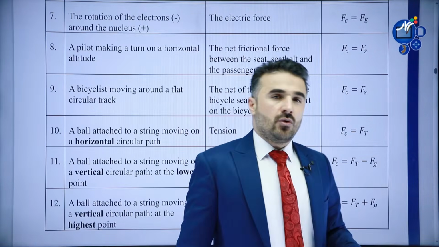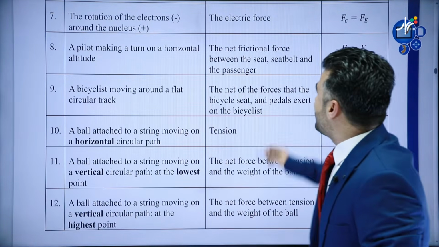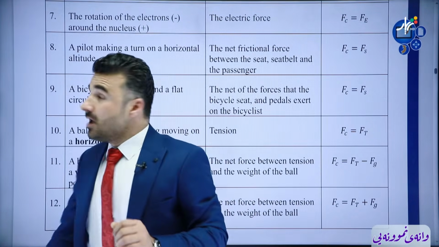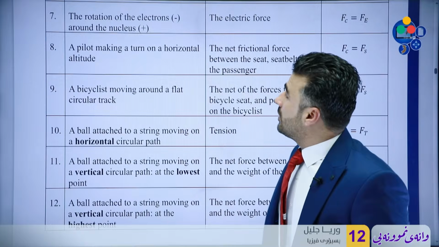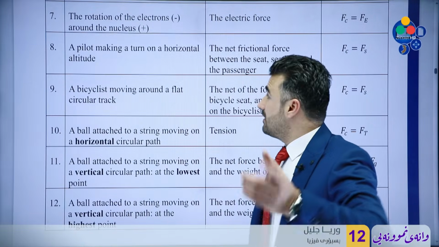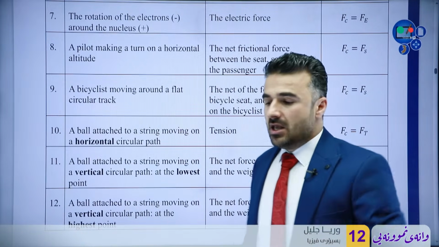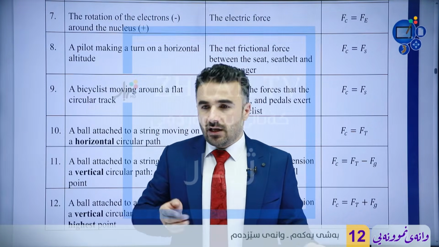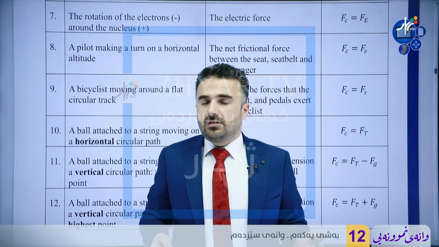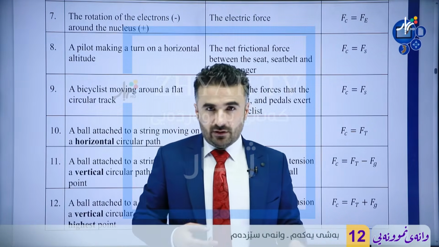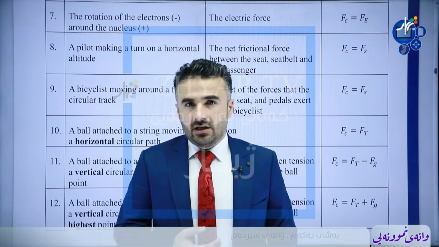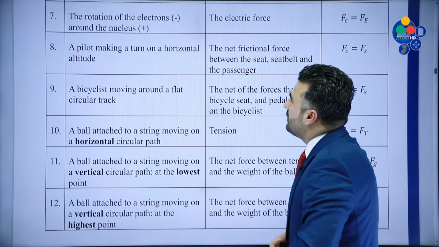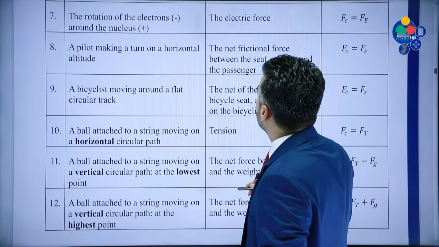Then a pilot making a turn on a horizontal altitude. Remember, whenever there is a horizontal altitude, of course we can say the net frictional force between the seat belt and the passenger as well. So it is not the plane, it is the pilot. Let's say the pilot is moving in a straight line, and in order for the pilot to move in a circle, the seat belt and all this would provide enough friction in order for the pilot to be able to move in a circle inside the plane.